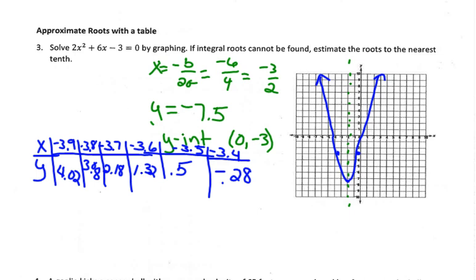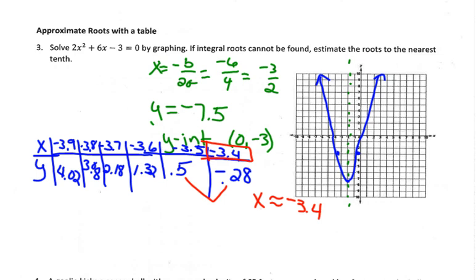As soon as I saw that this now went from positive to negative, I knew my turning point had to be somewhere in here, because that's where it starts to turn. So I'm going to look at these two values and ask which one is closer to 0, and then use that x value as one of my solutions. Negative 0.28 is closer than 0.5, so I'm going to use this x value. It's an approximation. So x is approximately negative 3.4. That's one of the solutions.